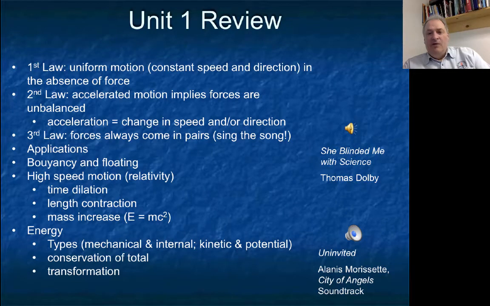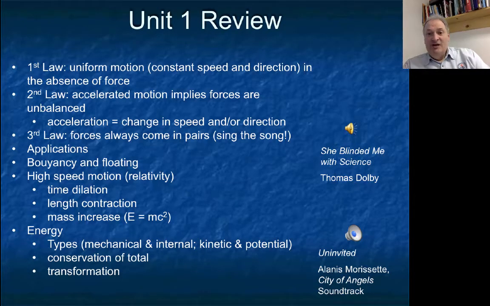Then we talked about special relativity, which is what happens when you have motion at very high speeds approaching the speed of light. We saw that there were three consequences of special relativity. This is mainly what you need to know about relativity. The three consequences are time dilation, that is, time slows down for objects that are moving at high speeds, speeds comparable to the speed of light.